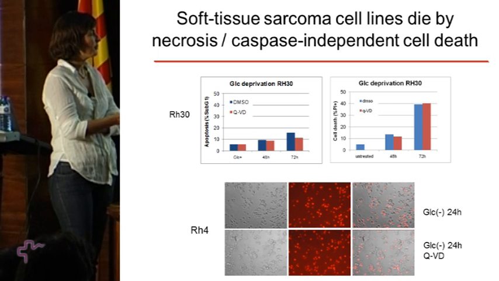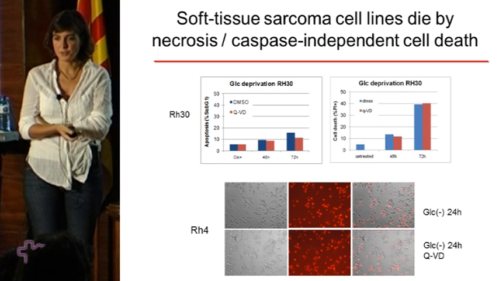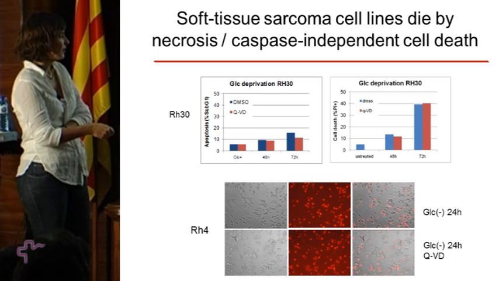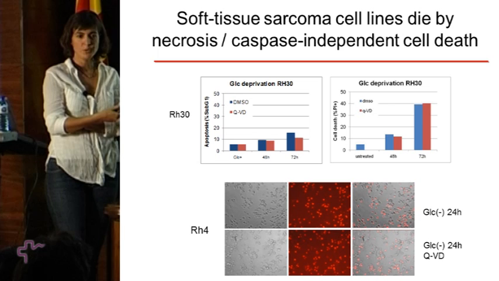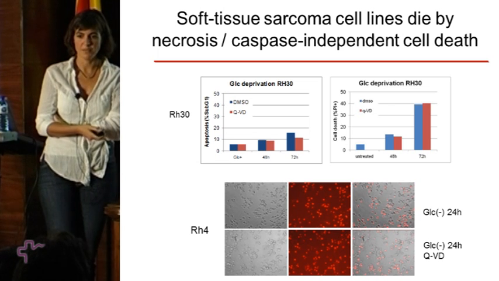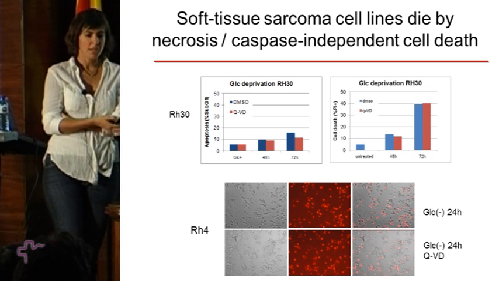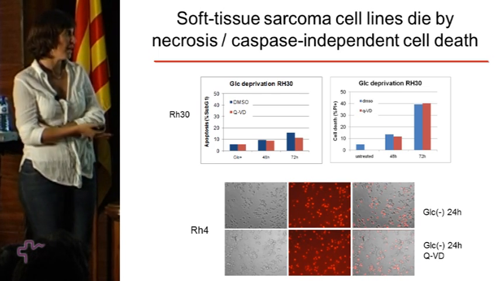And indeed, if you put propidium iodide you see that the kinetics are completely different. And death is not prevented at all by using caspase inhibitors. So this is what we would call necrosis. Same thing, if you look in the microscope, staining the cells with propidium iodide or trypan blue, they are very sensitive to glucose deprivation, and this is not prevented by QVD. So rhabdomyosarcoma cells and other types of sarcoma are very sensitive to glucose deprivation, and they die by necrosis.